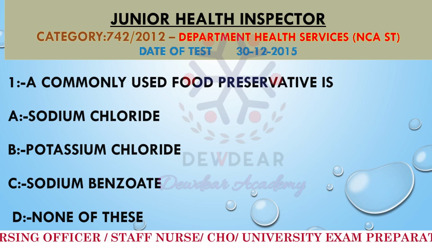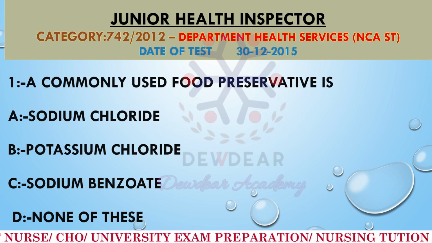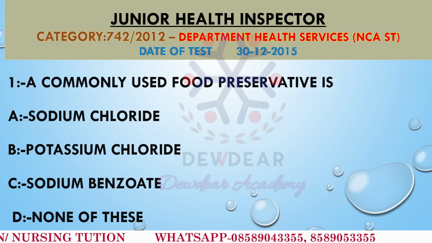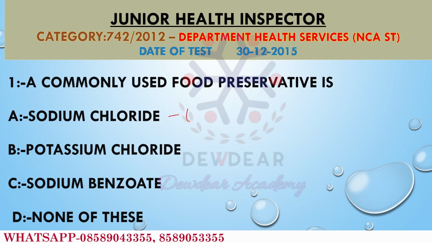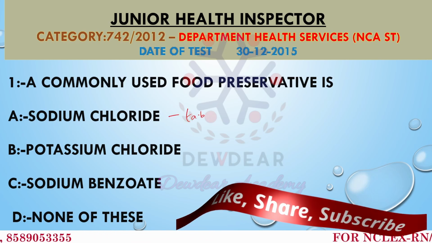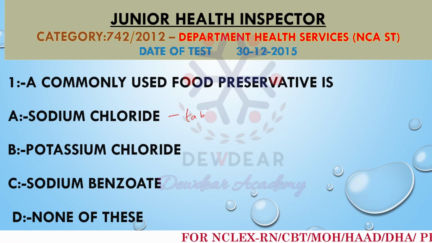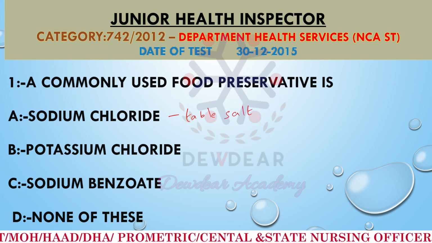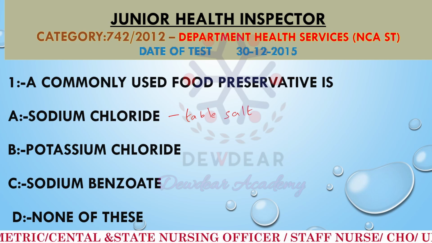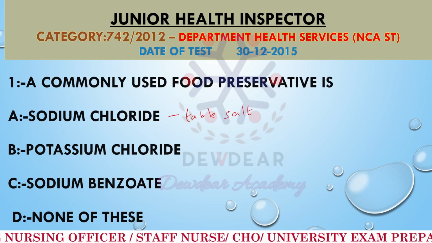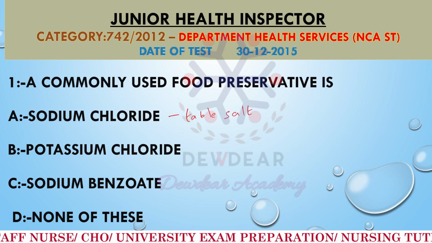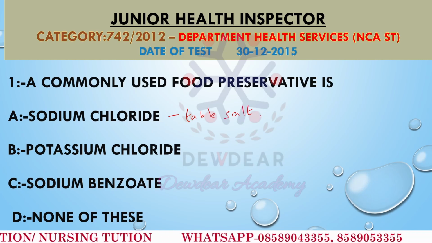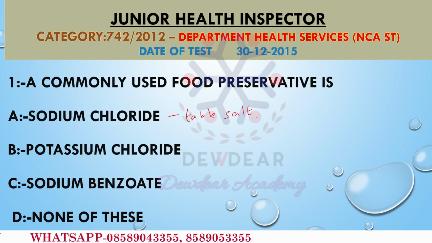So in these options we have to analyze each of the options. The first one is sodium chloride. It is commonly known as table salt. And we should know it is used for food preservation through dehydration. It is not primarily classified as a chemical preservative, but its main role in preservation is to create an environment with low water activity, which inhibits microbial growth.